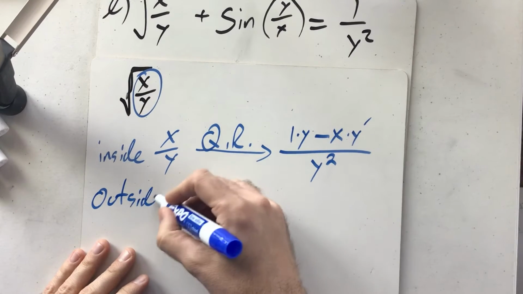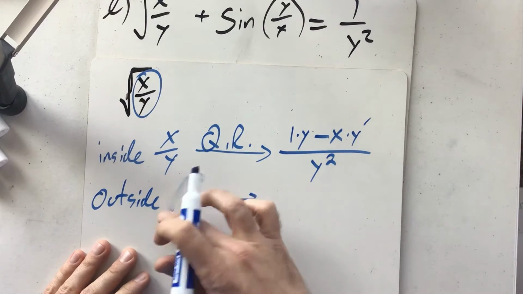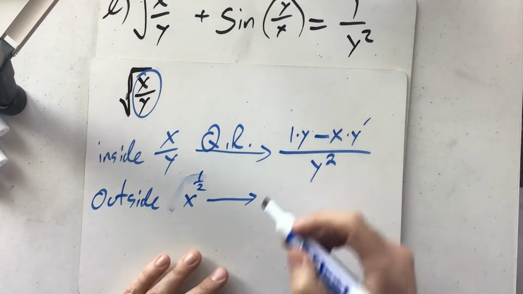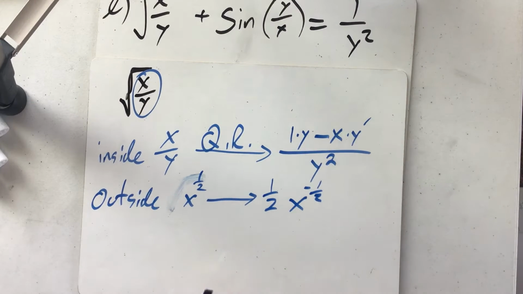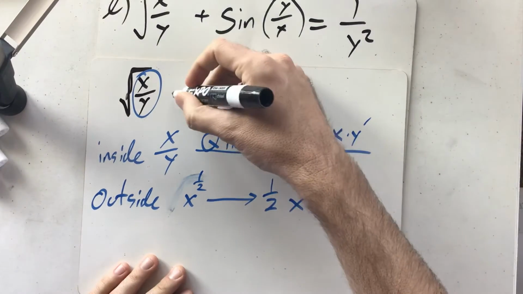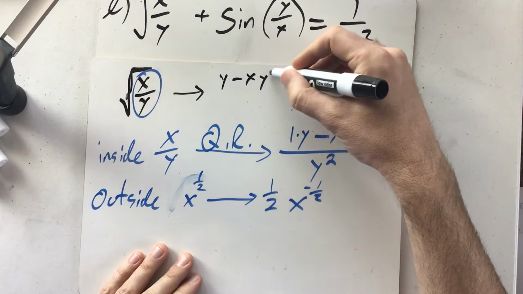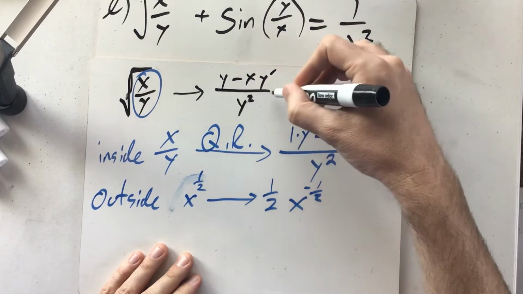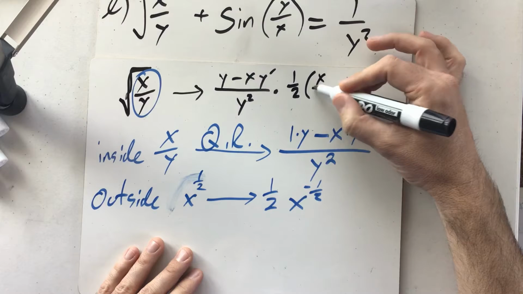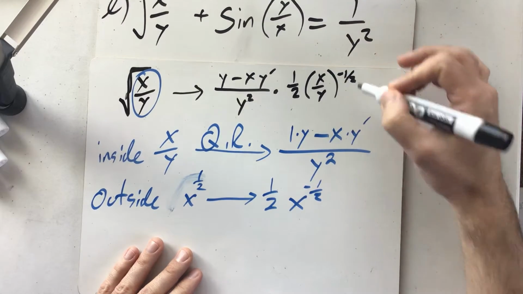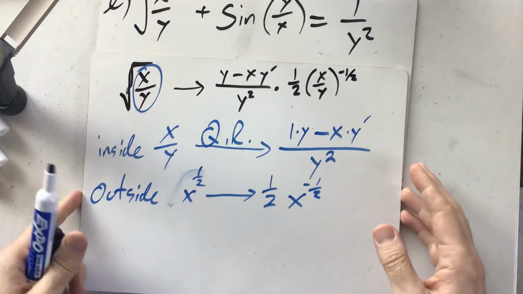What about the outside? The outside is square root of x, or if we like, we could write it as x to the 1/2. And so the derivative of square root of x is 1/2 x to the negative 1/2. So when I put these together, I get that my derivative for this thing is the derivative of the inside, y minus x y prime, divided by y squared, times my derivative of the outside, 1/2 x divided by y to the negative 1/2. Wow, there's a lot going on in this problem, and that's just the first step.